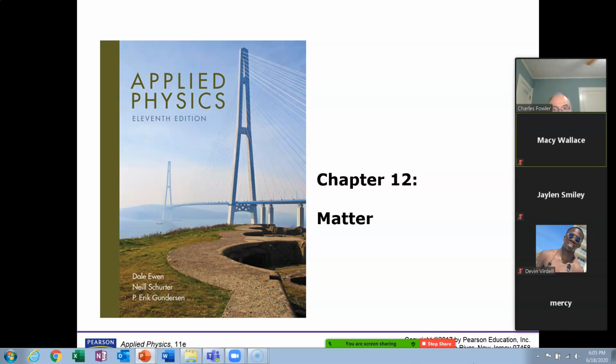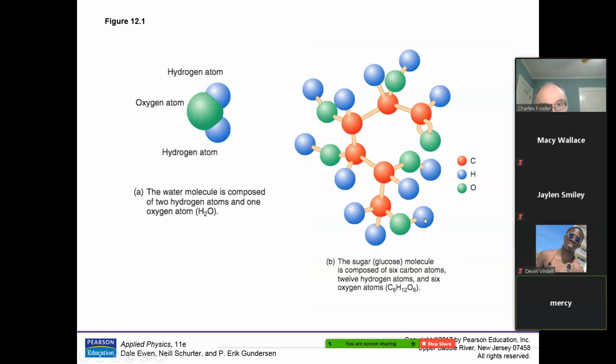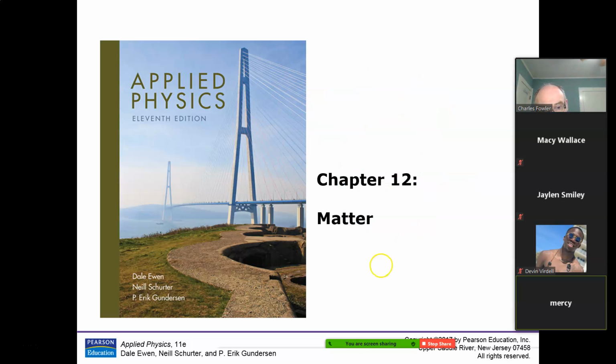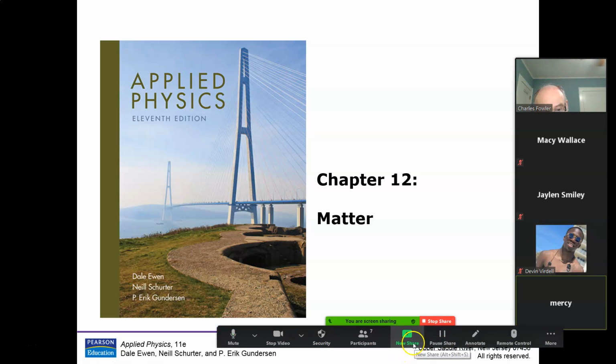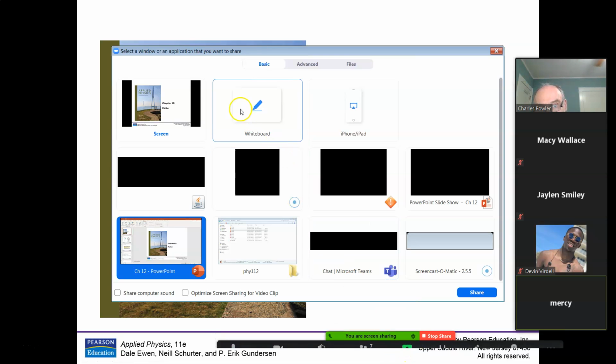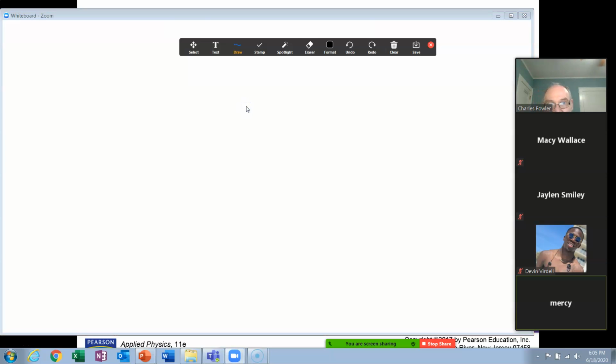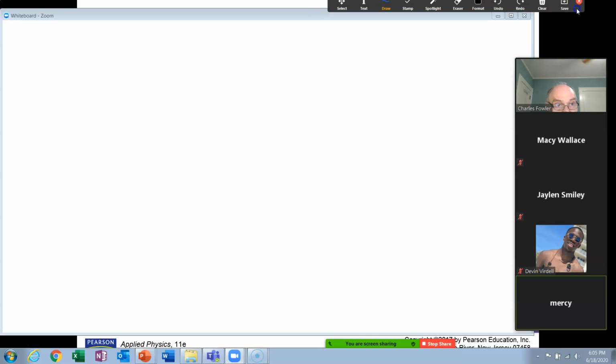And so we're going to talk about matter. All right. First slide here is on the next page. Before we get to that, let's back up one. Let's go back to our whiteboard. Okay, now let's get this bar out of the way. I don't know if you can see it, but it's definitely in the way.